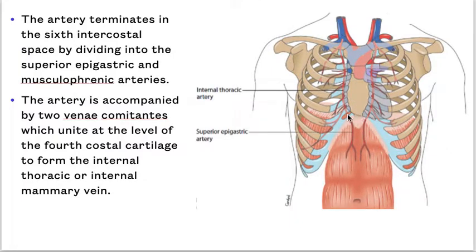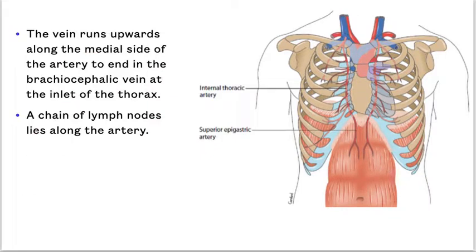The artery terminates in the 6th intercostal space by dividing into the superior epigastric and the musculophrenic artery. The artery is accompanied by 2 venae comitantes which unite at the level of the 4th costal cartilage to form the internal thoracic or the internal mammary vein. The vein runs upwards along the medial side of the artery to end in the brachiocephalic vein in the inlet of the thorax. A chain of lymph nodes lie along this artery.